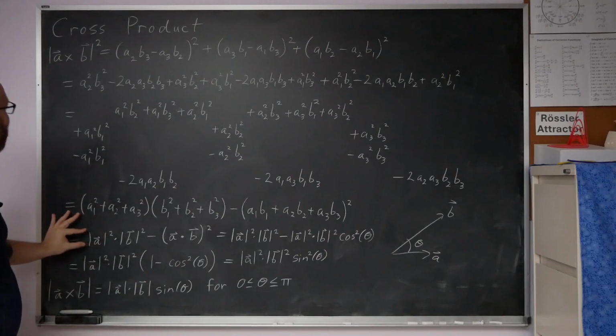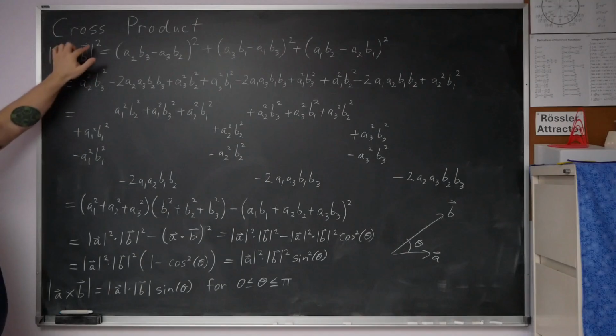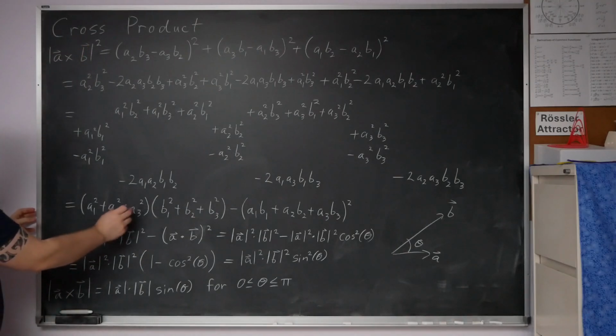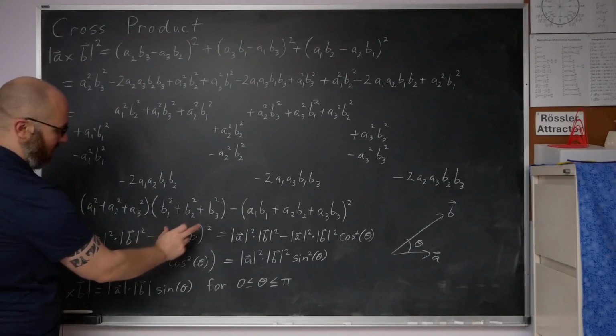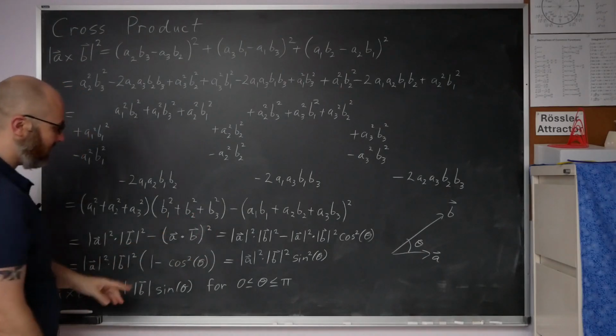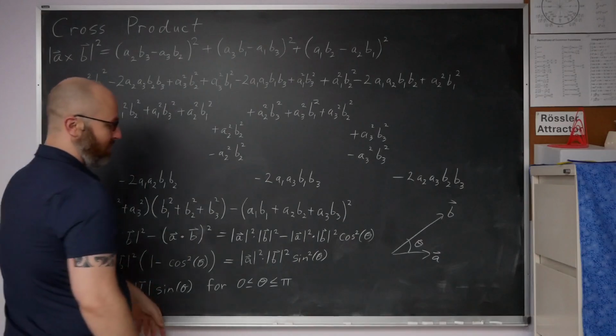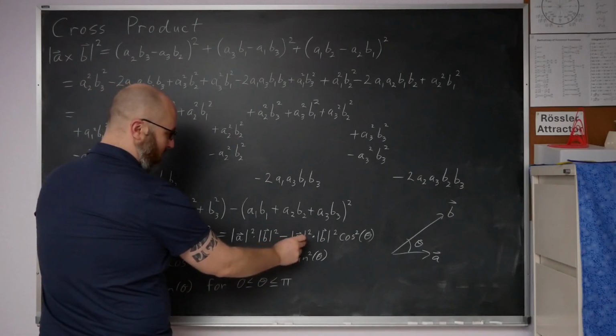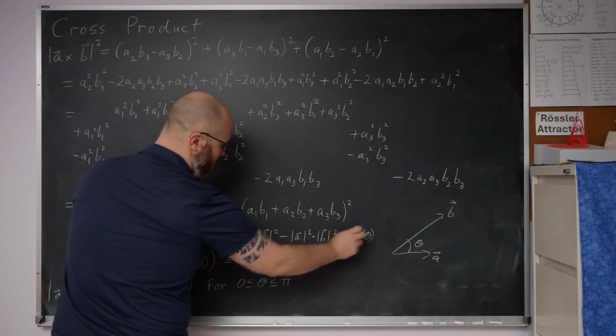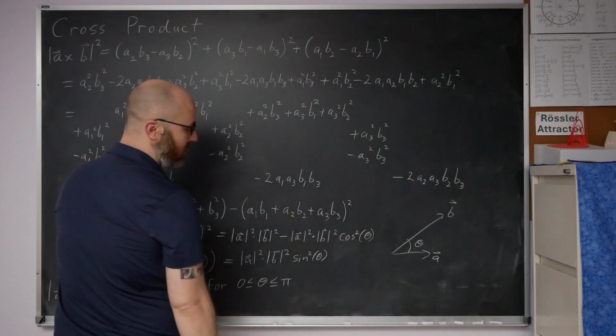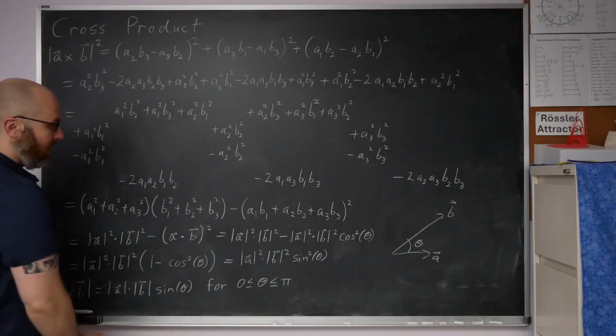Now, we got a lot better here. So we started with A cross B magnitude squared. Now we're down to magnitude A squared times magnitude B squared minus A dot B squared. But A dot B squared, that's the same as magnitude A squared times magnitude B squared times cosine squared of theta. Theta is the angle between the two vectors A, B.